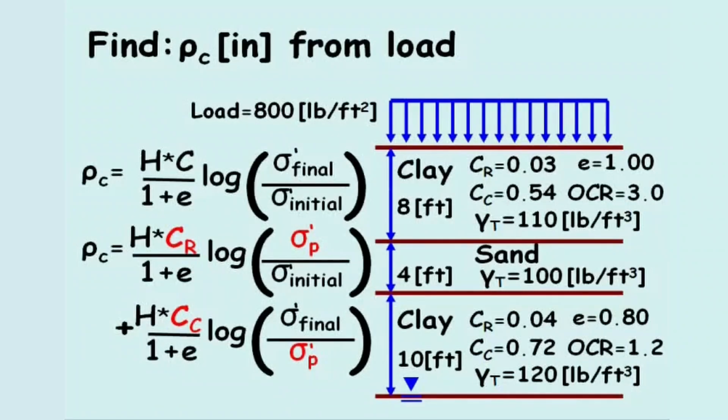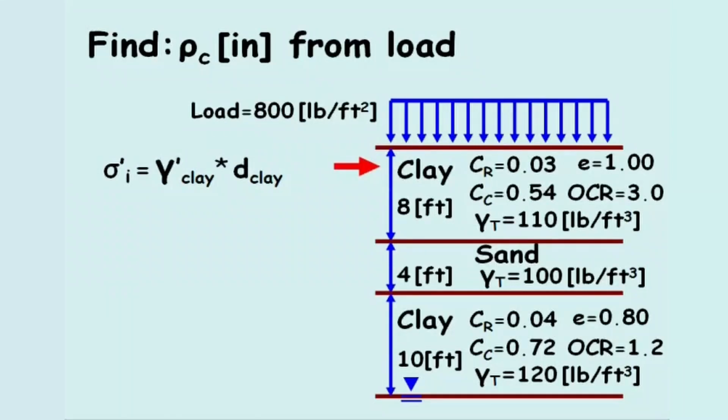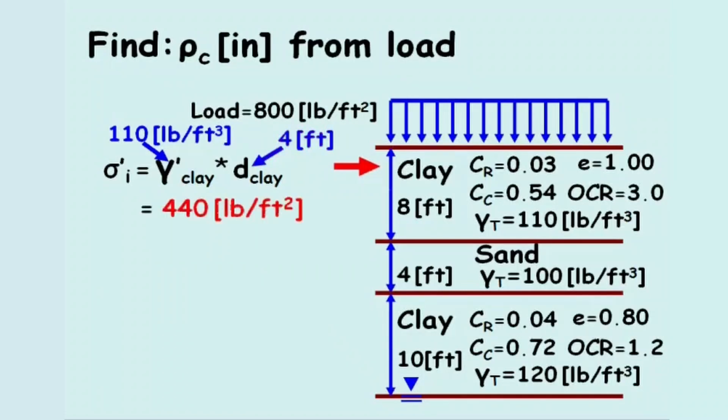Let's begin with the 8-foot thick layer of clay. The initial effective stress is equal to the effective unit weight times the depth. Since the groundwater table is deep, the effective unit weight equals 110 pounds per cubic foot. If we don't subdivide the layer, we'll set the depth equal to the middle of the layer so that D equals 4 feet. And our initial stress is 440 pounds per square foot.